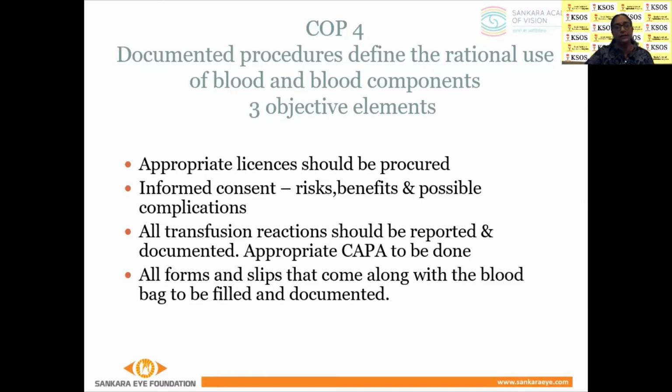All the forms and the slips that come along with the blood bag should be filled and documented. And there are certain slips which have to go back to the blood bank. So those also have to be documented.